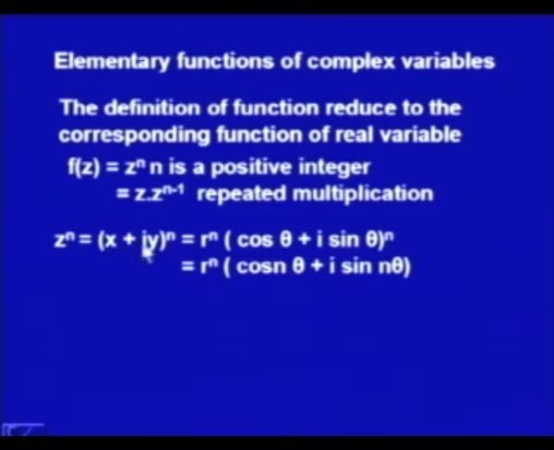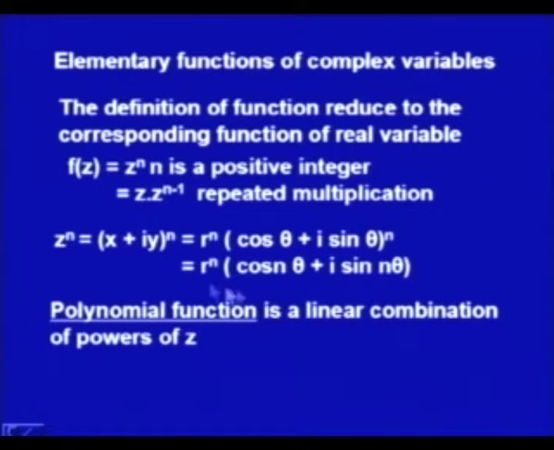Now, z raised to power n can be written as (x plus iy) raised to power n, and x plus iy in polar form can be written as r (cos theta plus i sin theta). Also, in this sense, (x plus iy) raised to power n is r raised to power n multiplied by (cos theta plus i sin theta) raised to power n, and further this can be simplified to r raised to power n (cos n theta plus i sin n theta). So, z^n can be expressed as real part r^n cos n theta plus i times imaginary part r^n sin n theta, where the real part u is a function of r, n, theta and the imaginary part is also a function of r, n, theta.